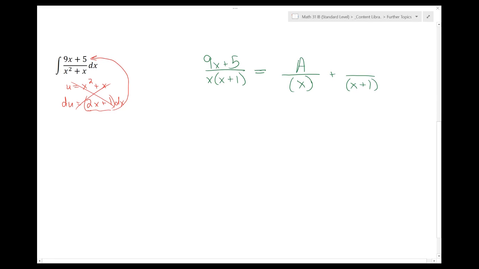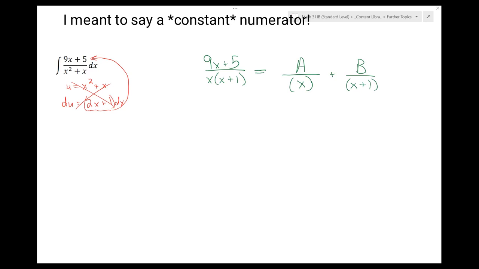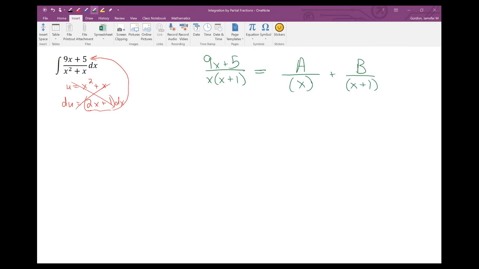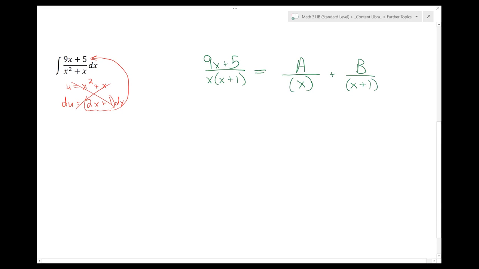Each of these would have an unknown numerator. Because the degree of the numerator of the fraction I'm trying to break up was 1 less than the degree of the denominator, these are also going to be 1 less. In other words, if I have a linear denominator here, I'm going to have a constant numerator. That's simply to make the system of equations that we're about to create work out. We have to figure out what A would be and what B would be.